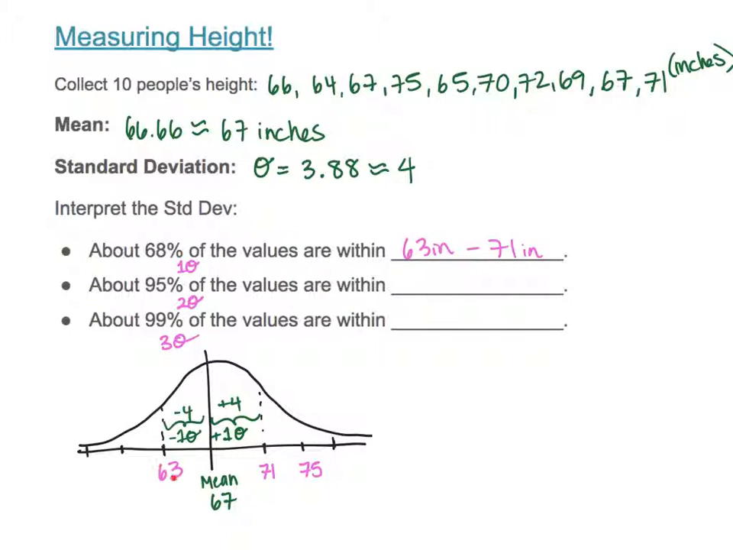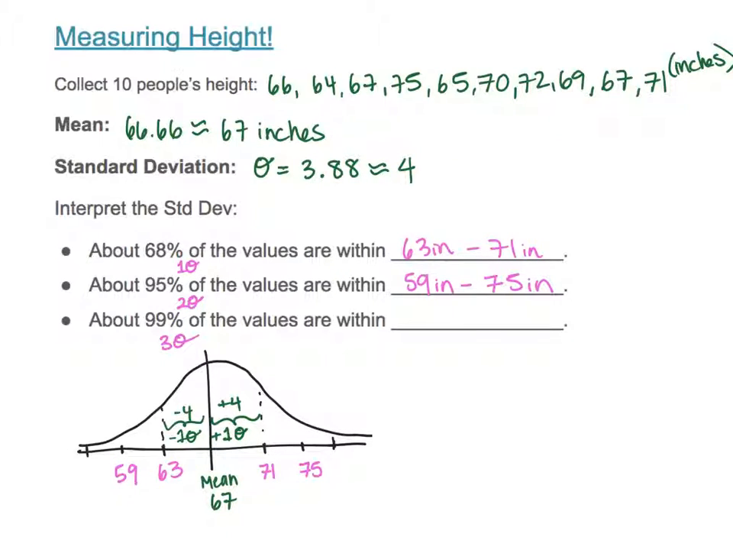And the same thing here, if you want to figure out what the next standard deviation is, you would just subtract 4 from 63. So if I take 63 and subtract 4, I get 59. And so that tells me it's from 59 inches to 75 inches.